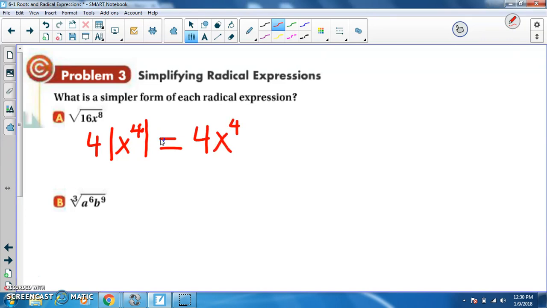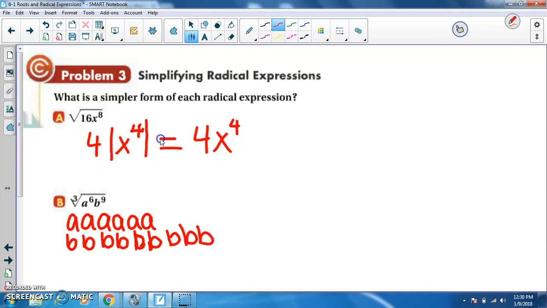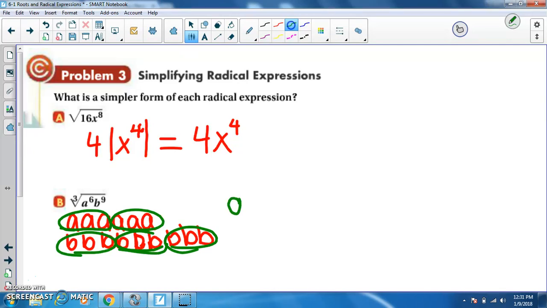The cube root of a to the 6th, b to the 3rd. So basically we're looking for groups of 3. So we can take a to the 6th and rewrite that as a times a times a times a times a times a times b times b times b. So how many groups of 3 can we have? We have one group of a, two groups of a, and one group of b. So that means when we're simplifying this, we have a squared on our outside, b to the 1st power.